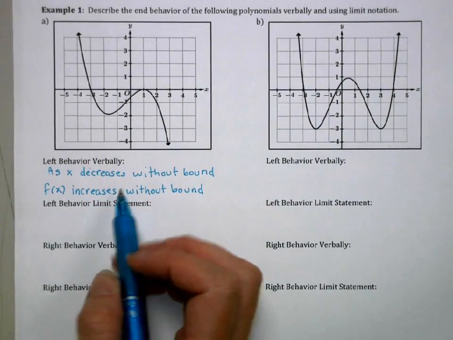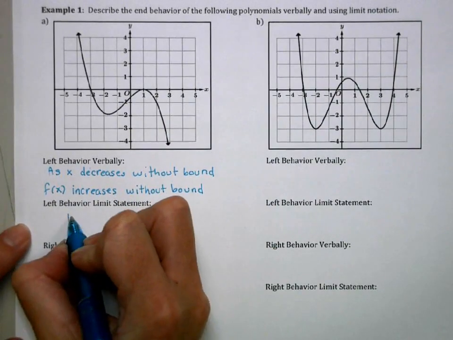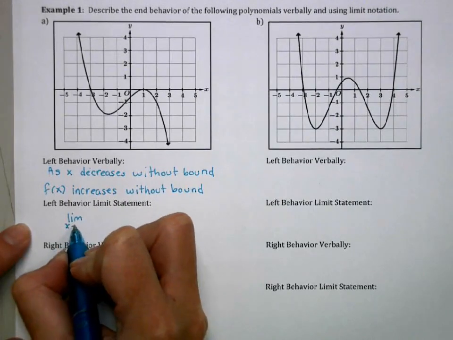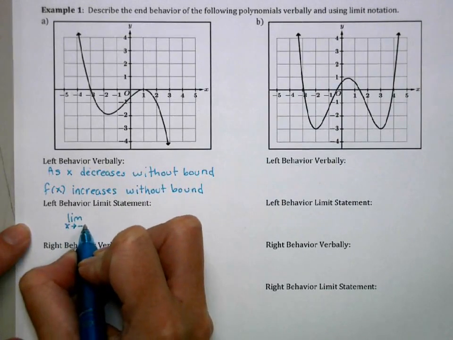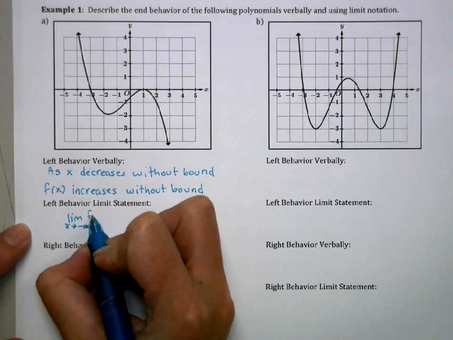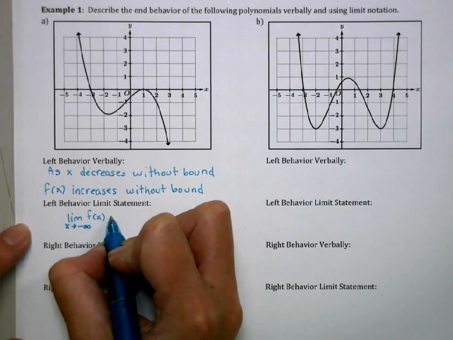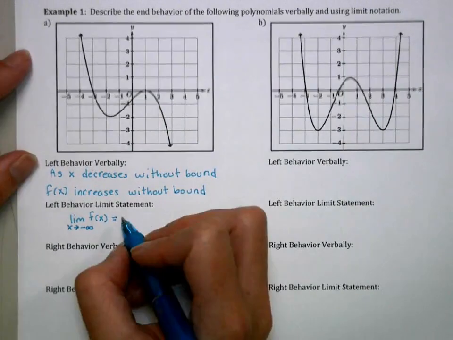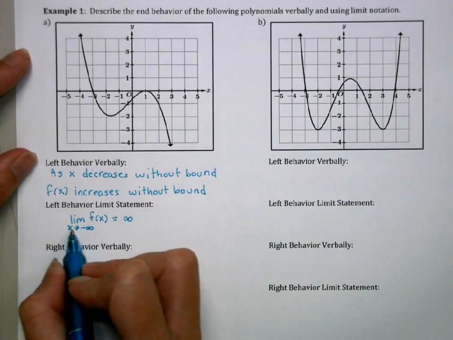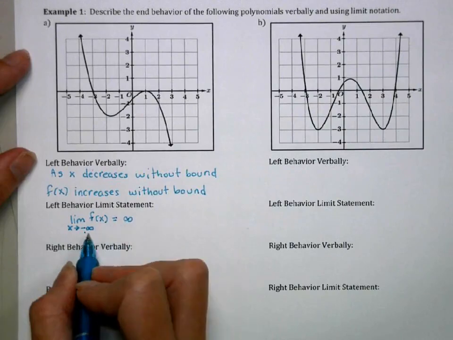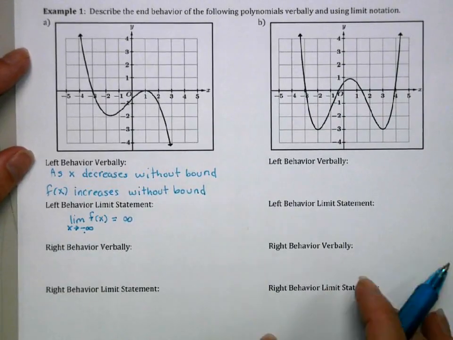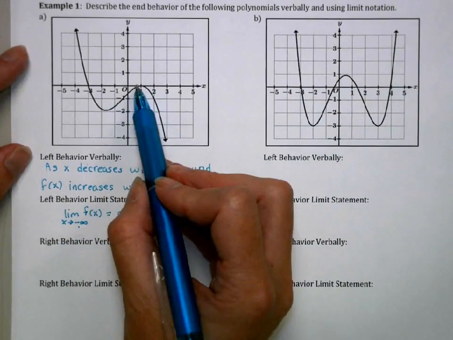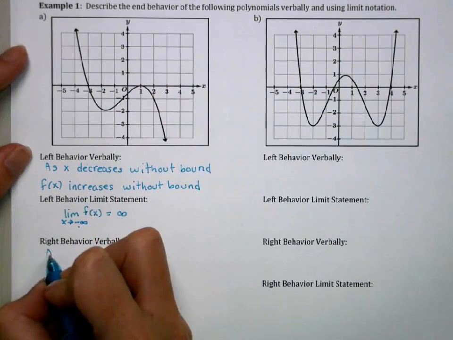The way we're going to say that same thing with limit, we do lim, and underneath that we say x goes to negative infinity of f of x, and it's going to positive infinity. So as my x values are going to negative infinity, f of x is going to positive infinity. The right-hand behavior, we're going this direction now.